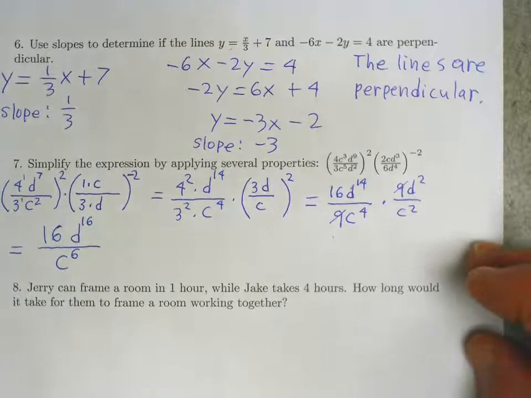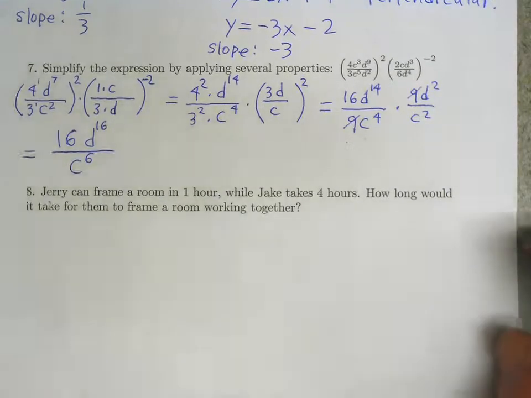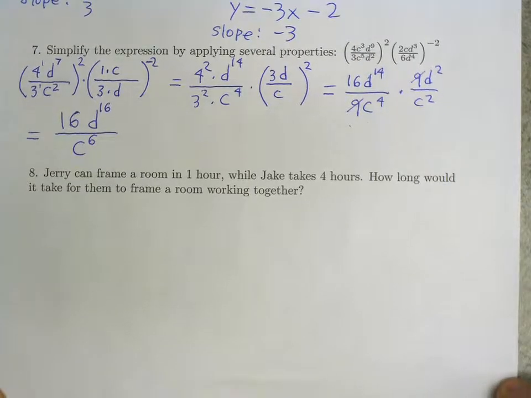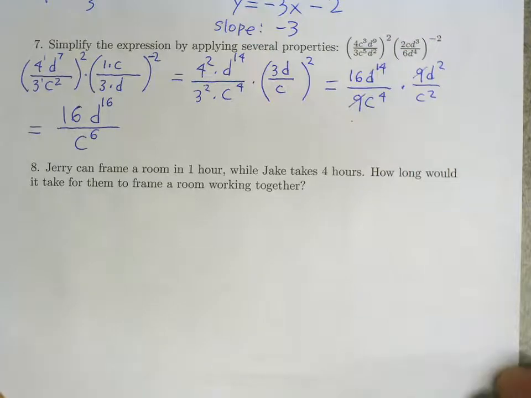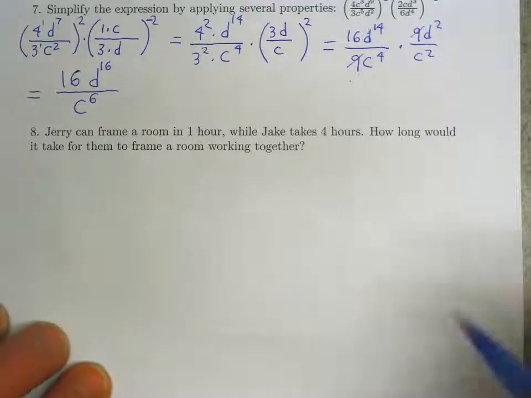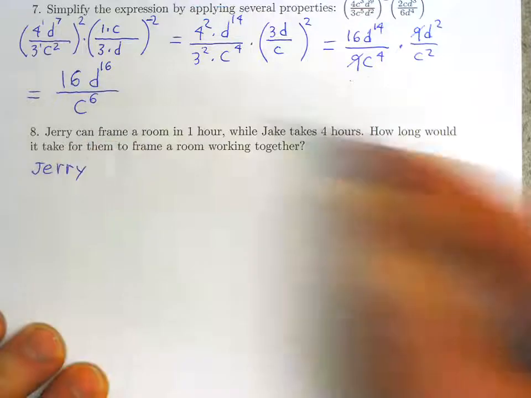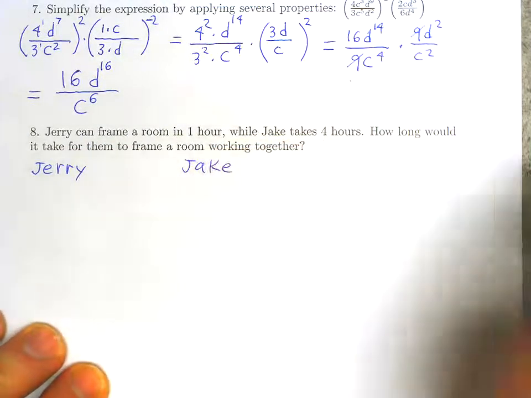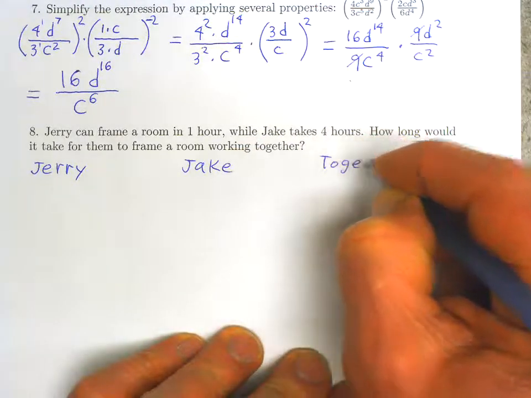Okay, the next problem, Jerry can frame a room in 1 hour while Jake takes 4 hours. How long would it take for them to frame a room working together? Okay, so we're told how long it takes Jerry if he works by himself, and also how long it would take Jake if he worked by himself, and we're supposed to find how long it takes them when they work together.